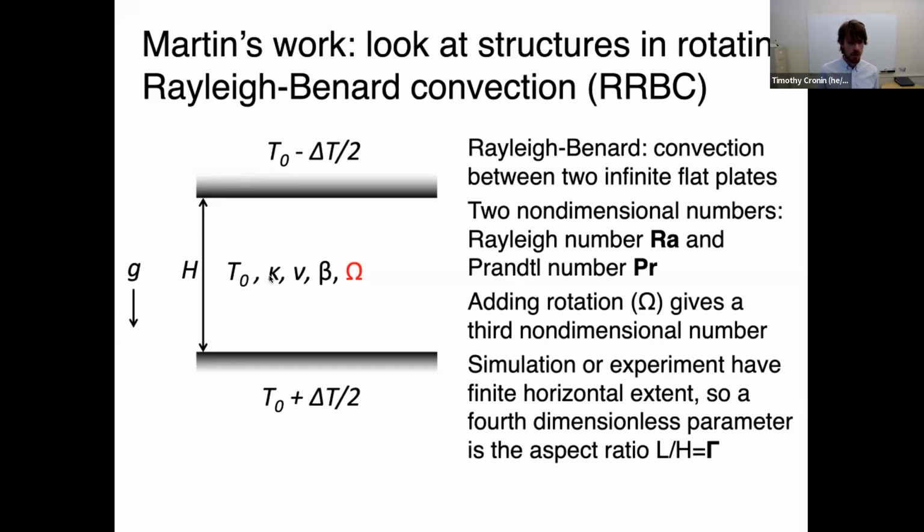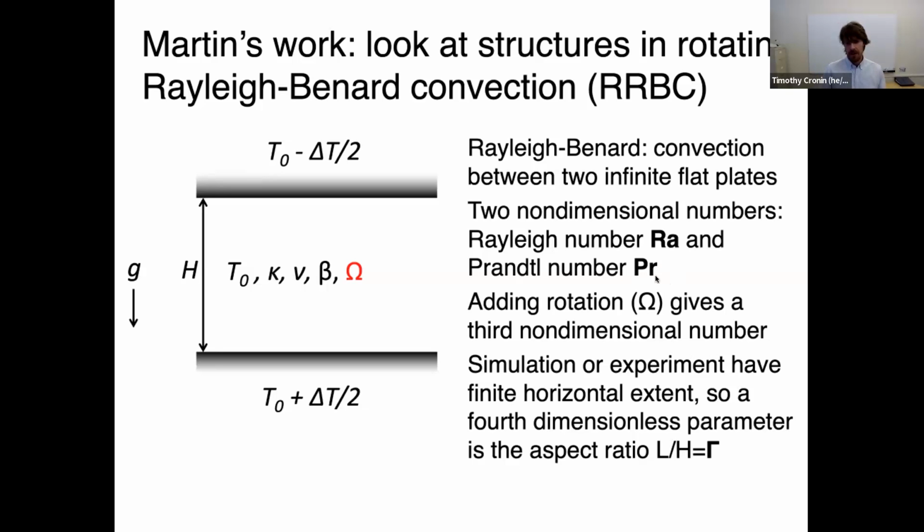So the thermal diffusivity kappa, the kinematic viscosity nu, and the thermal expansivity beta, all those parameters combine with these others to determine two key non-dimensional numbers. The first is the Rayleigh number, which is a metric of how strongly convection is driven by this thermal contrast relative to viscous dissipation. And the second is the Prandtl number, which is a ratio of material properties: the kinematic viscosity to the thermal diffusivity.